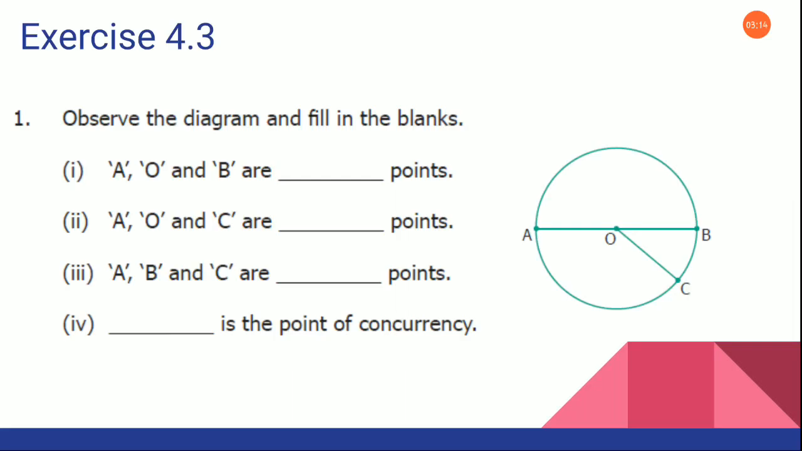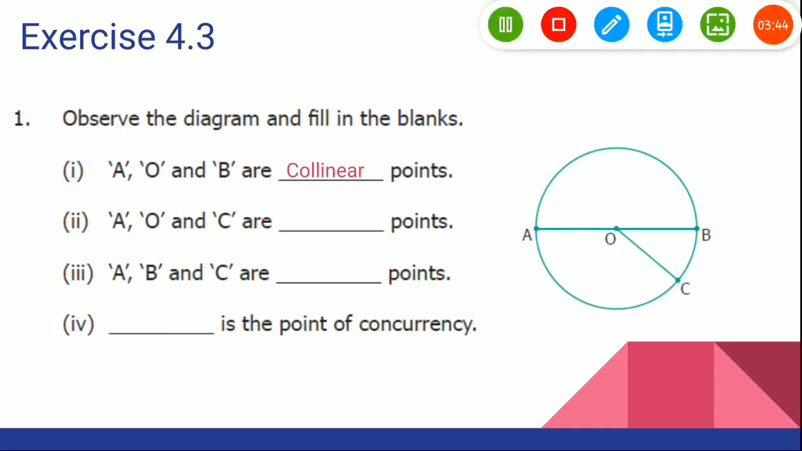Okay, now look at the first question. Observe the diagram and fill in the blanks. First subdivision, A, O, B are dash points. First check and tell me where is A, O and this point is B. Okay, these three points, I told you, if there is a line and three points are there continuously, we call them collinear points. Very good. So this A, O and B are called collinear points.